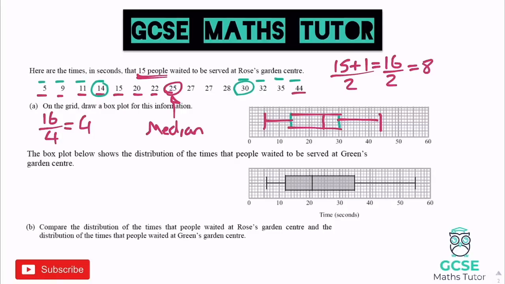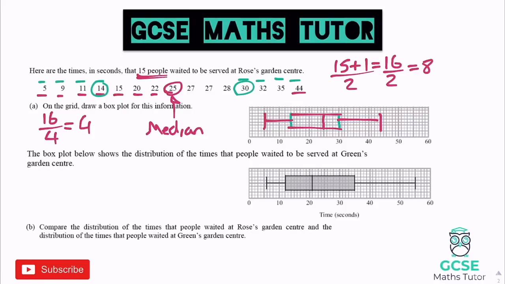Right, okay, so now we've got another box plot below. It says the box plot shows the distribution of the times that people waited to be served at Green's garden centre. It's different to Rose's garden centre. And it says compare the distribution of the times at Rose's and the distribution of times at Green's. Okay, so if we have a look at what we've got here, there are 2 things that we're going to want to compare when we're looking at these box plots.